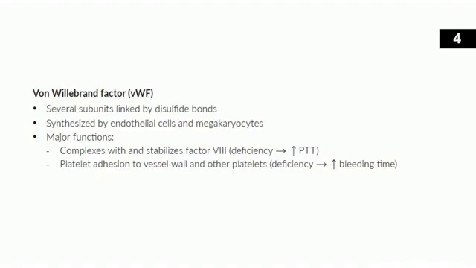So von Willebrand factor is important for both the coagulation cascade and also for platelet adhesion. And if there's a von Willebrand factor deficiency, the platelets can't adhere to the injured endothelium, they can't form that platelet plug, so bleeding time will be prolonged.